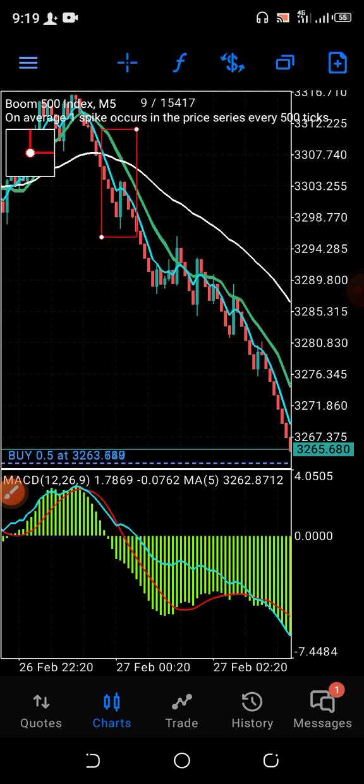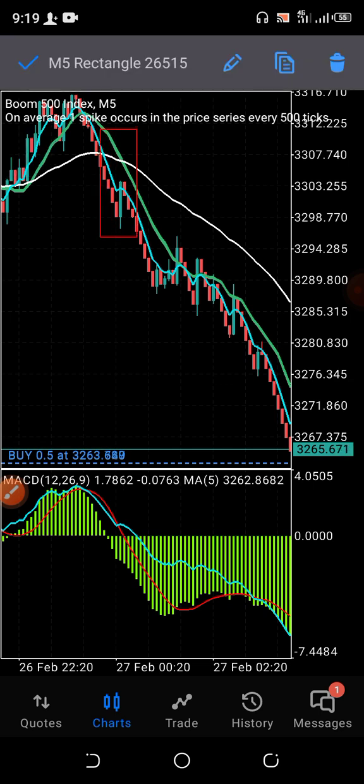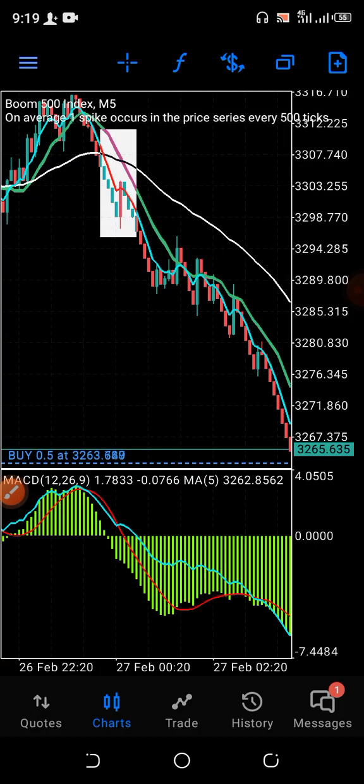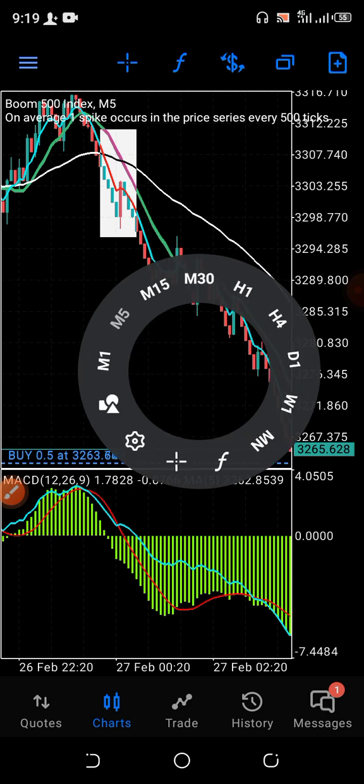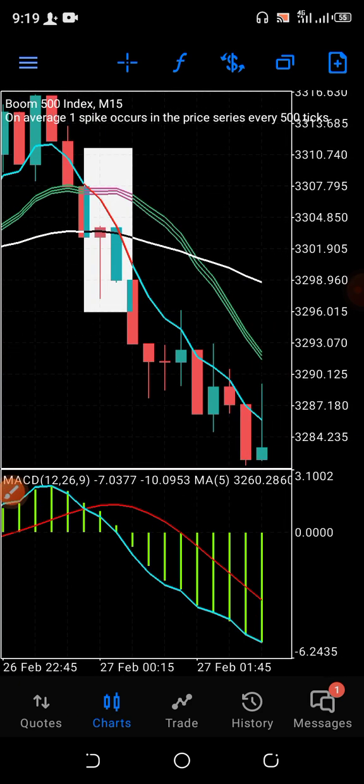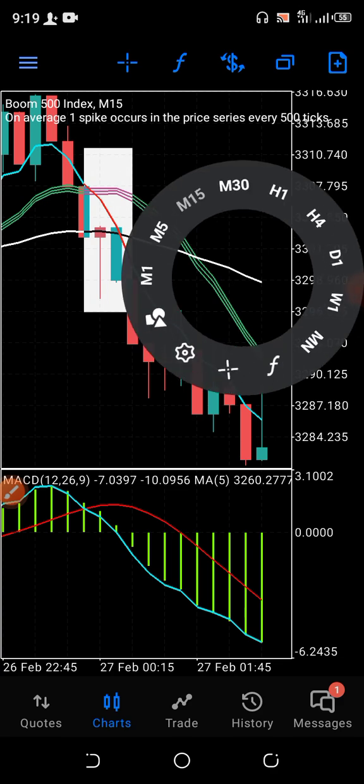Look at this here. Let me fill this place with, I think white will be okay. Let me fill it. You see that place now. So let's check the candle that moved up that way. Do you see it? Look at it. I just want to educate you a little. This candle in 15 minutes time frame struggled.